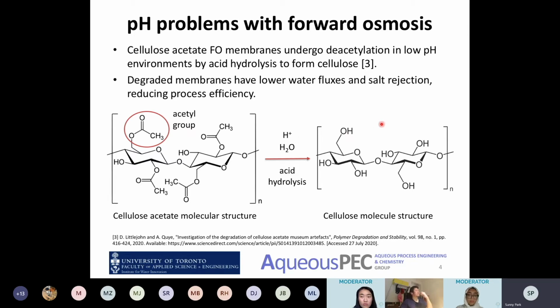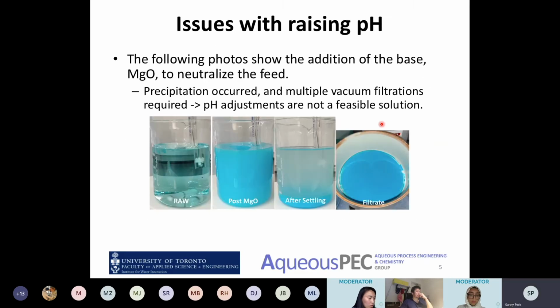These degraded membranes have lower water fluxes and salt rejection, which consequently reduces the amount and rate at which these contaminants can be filtered, which decreases the productivity and process efficiency overall, causing major problems in industry. In order to avoid cellulose acetate membrane degradation, pretreatments are often used to neutralize the feed before it even enters the system. These pretreatments are essentially just the addition of a base to neutralize this acidic effluent. However, the major drawback of this method is the inefficient nature of the process.